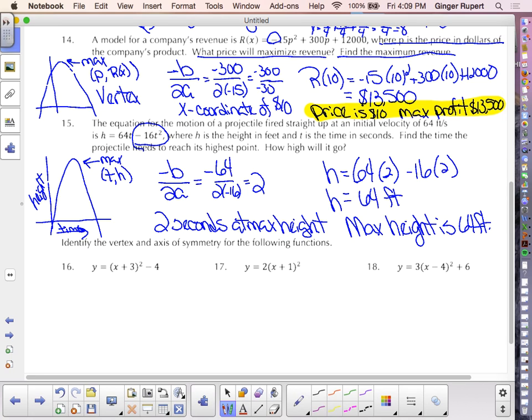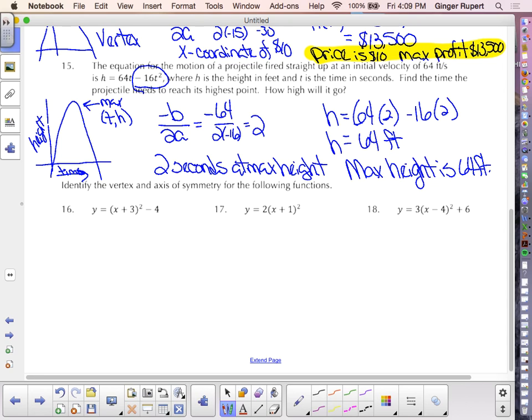Okay, next section is going to be that section where you're asked to identify the vertex and the axis of symmetry. And these functions are written in vertex form. So these should be fairly easy. Okay, remember, vertex form is y is equal to a times x minus h squared plus k, where (h, k) is the vertex of the function.